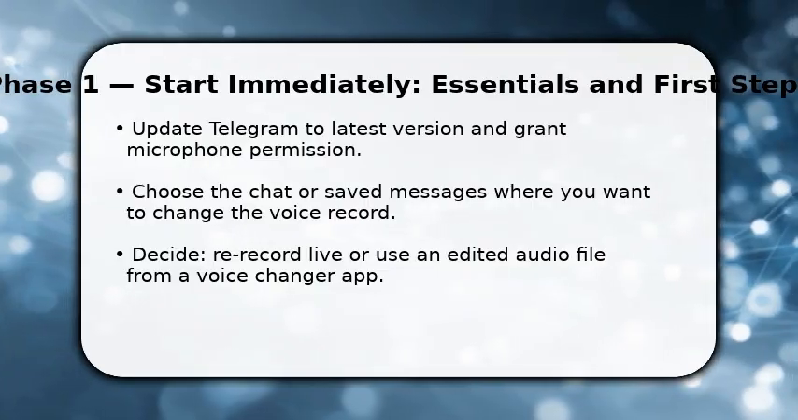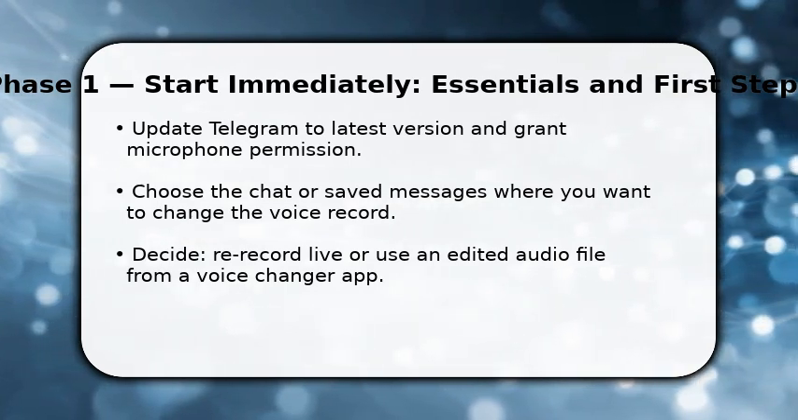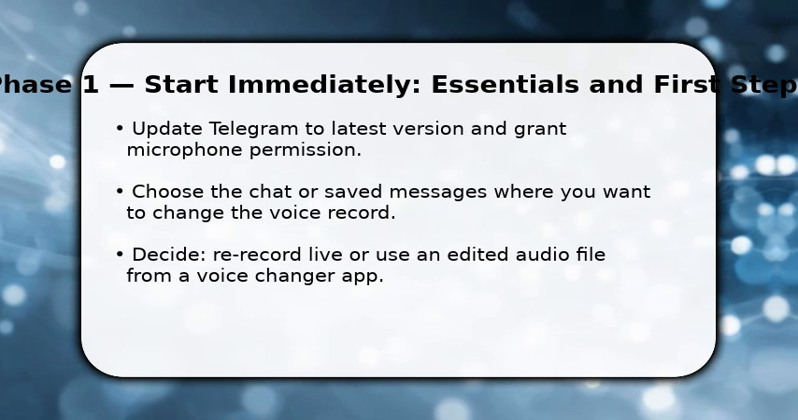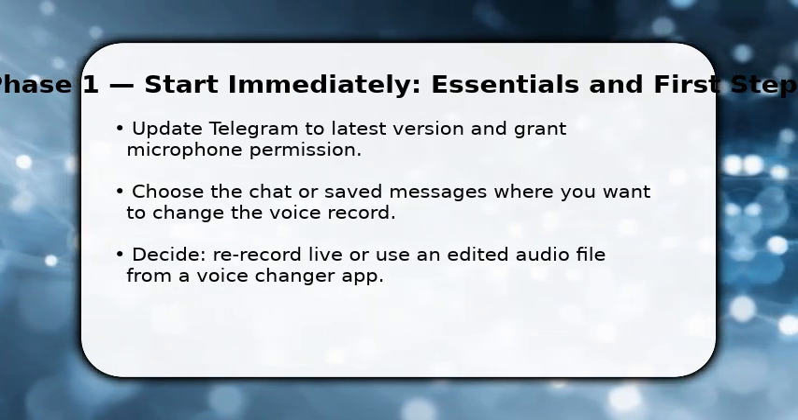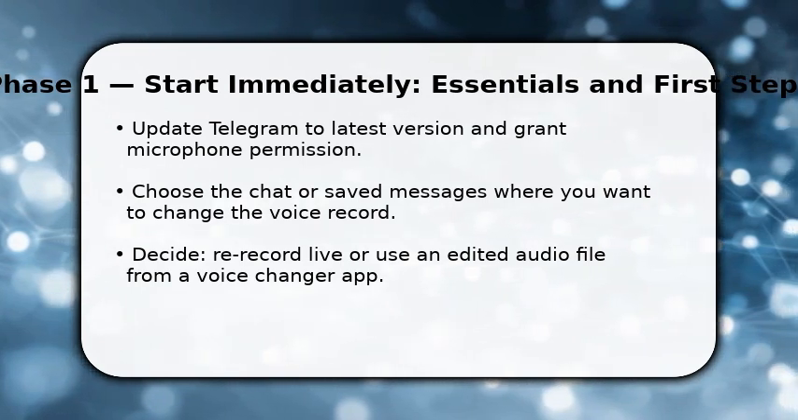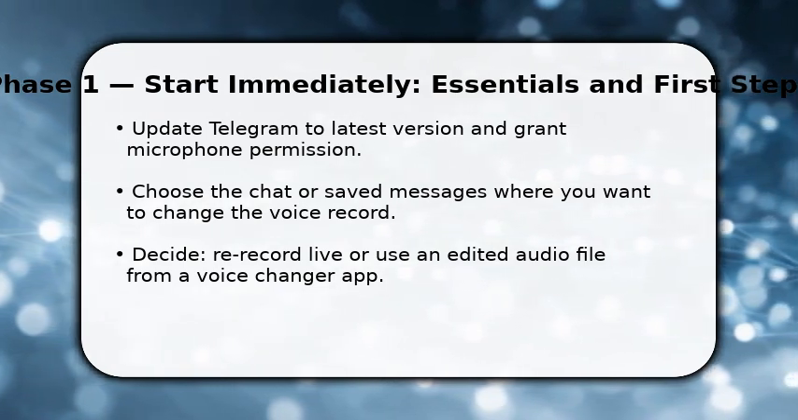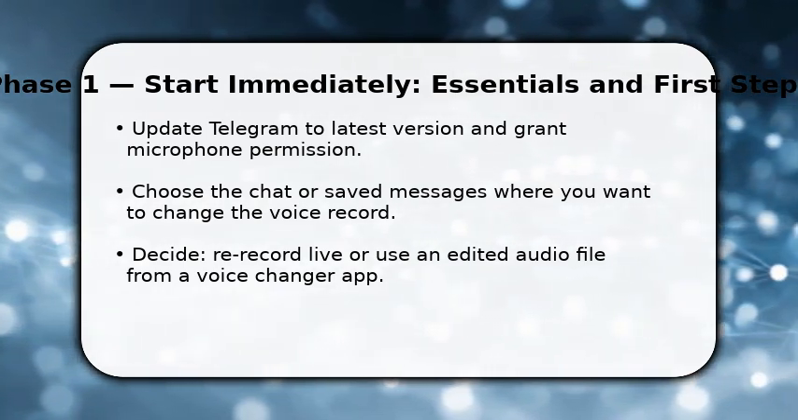You start by opening Telegram and picking the chat that contains the message or where you'll replace it. Make sure the app is updated and you've allowed mic access, otherwise recordings fail. Decide right away whether you'll re-record directly in Telegram for speed or you'll use a dedicated voice changer to shape tone and export a file.